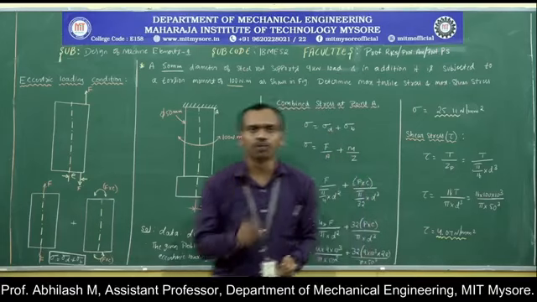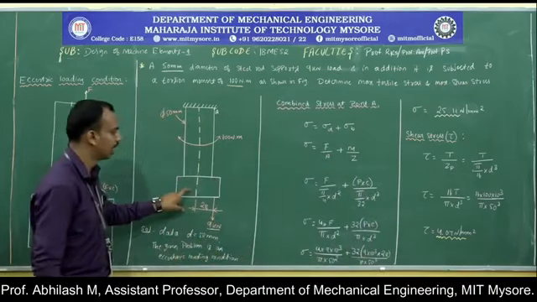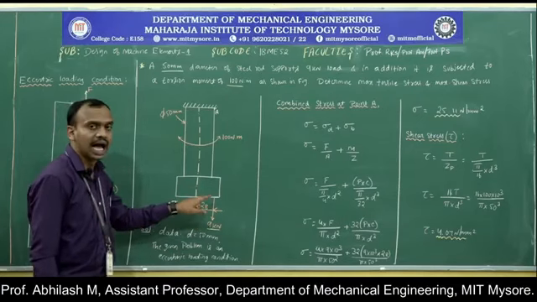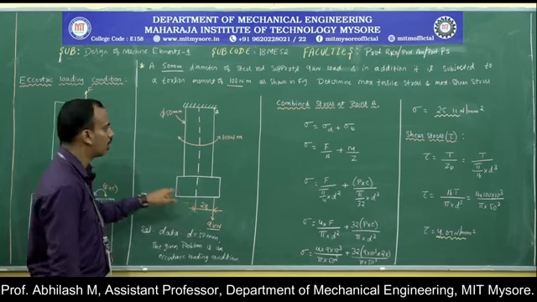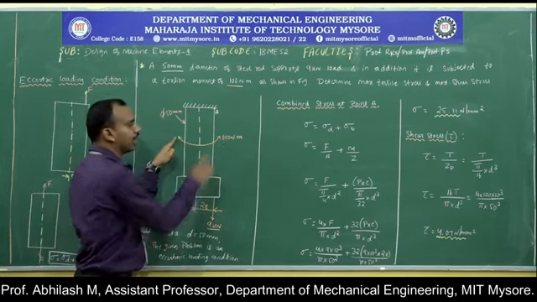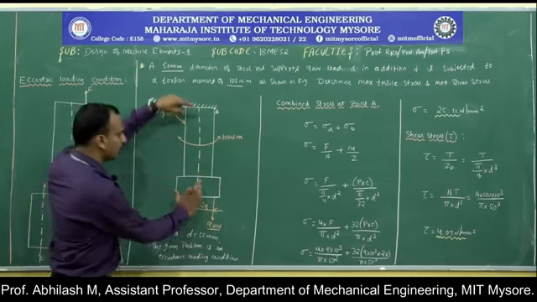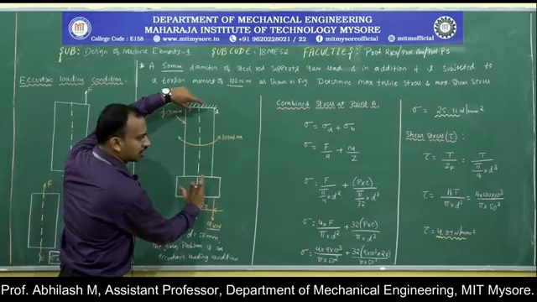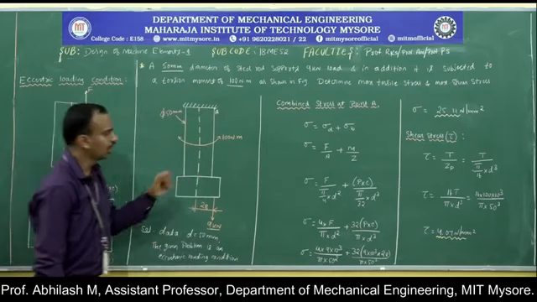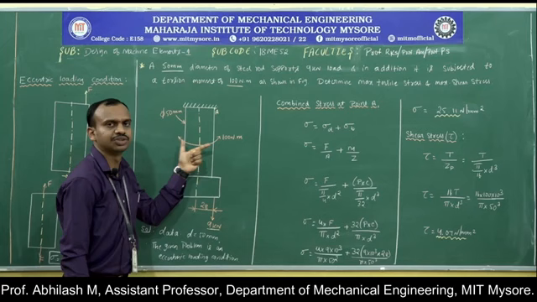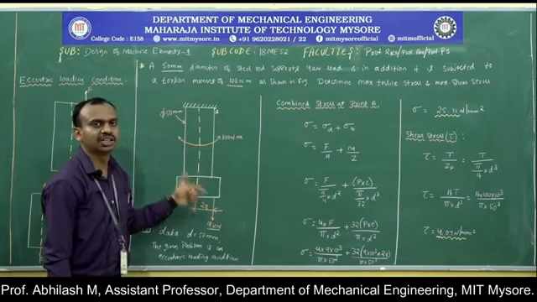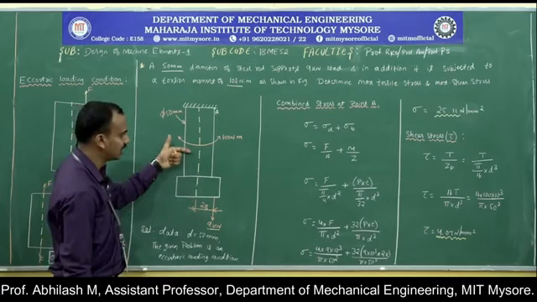But is this the only load that is acting on the given member? No, it is not the only load that is acting on the member. Along with this load, it is also subjected to a torsional moment of 100 Newton meter. What does this torsional moment give rise to? This torsional moment will give rise to shear stress. So how do we calculate the shear stress?